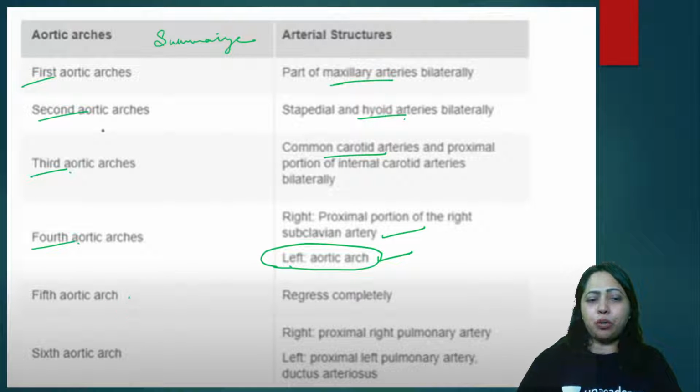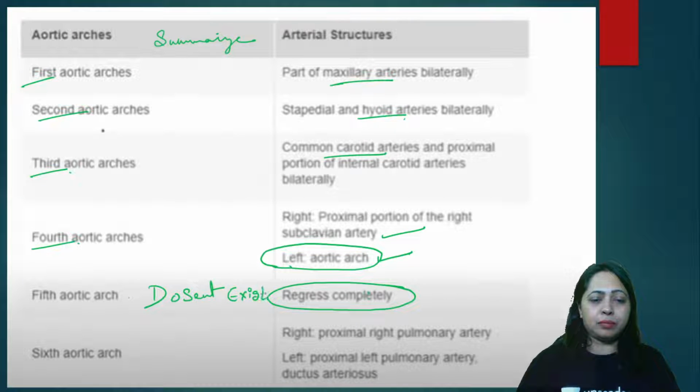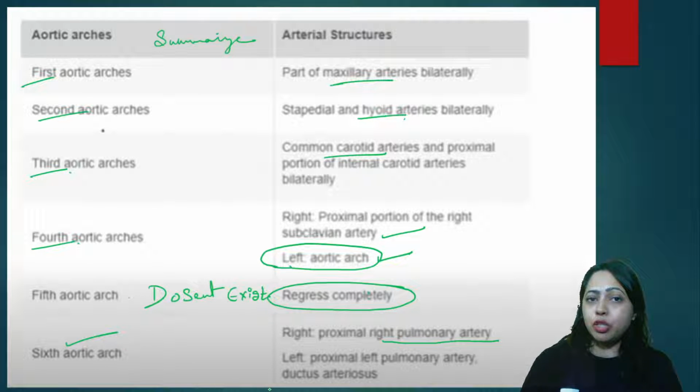Then there is the fifth arch. It regresses completely, so it doesn't exist. Okay, keep that in mind. Next, the sixth aortic arch has the pulmonary vessels. So these are some of the things that you have to remember, and these are the derivatives of the aortic arches in terms of arterial structures.